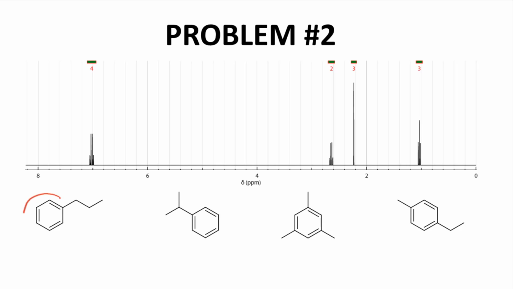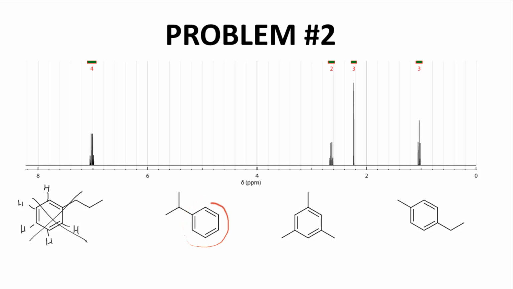This first structure has a benzene ring, and that benzene ring only has 1 substituent on it, meaning it's going to have 5 hydrogens on the ring. 5 hydrogens would not be 4 hydrogens. So we can eliminate this compound immediately just based on the integration of the aromatic region. Let's look at our next structure.